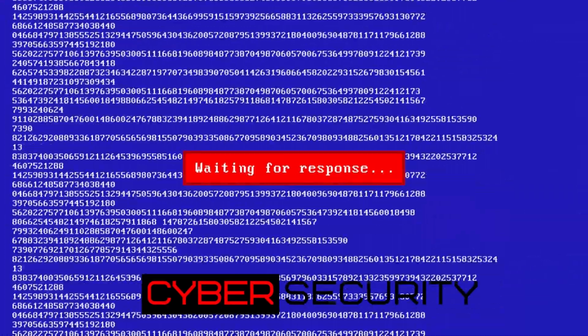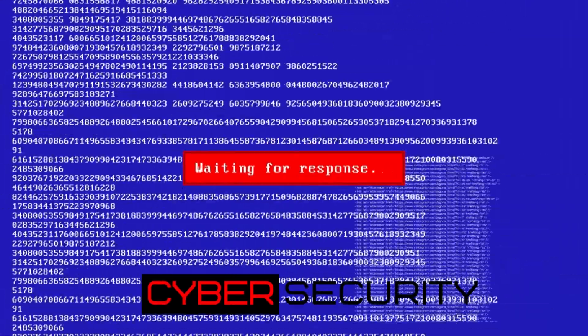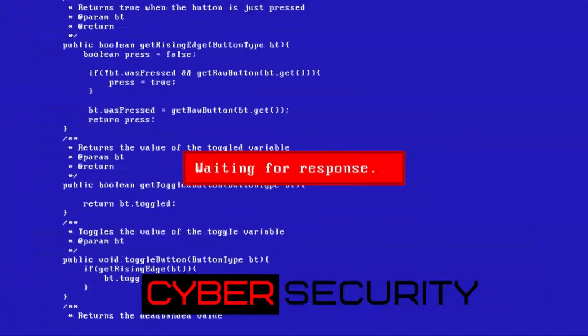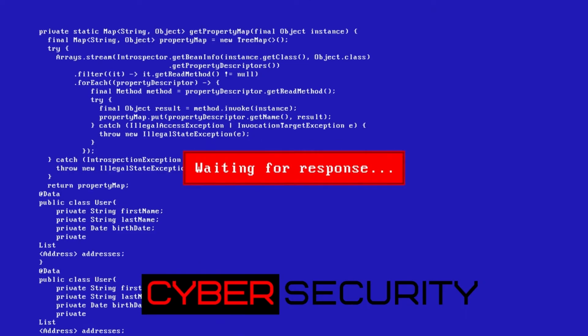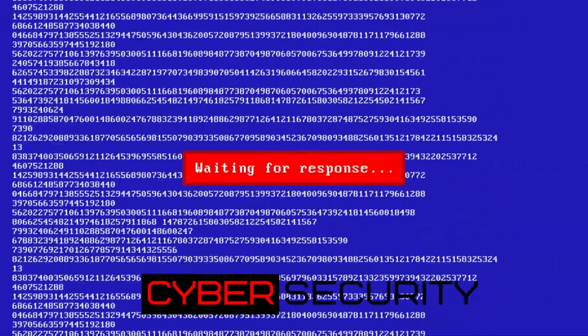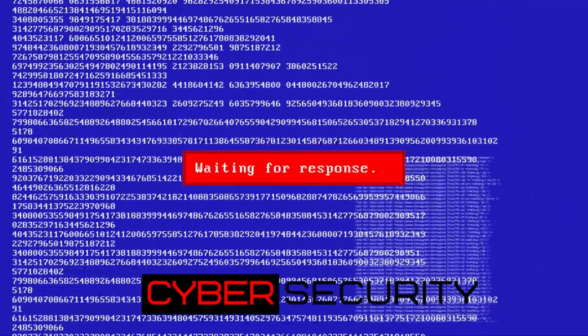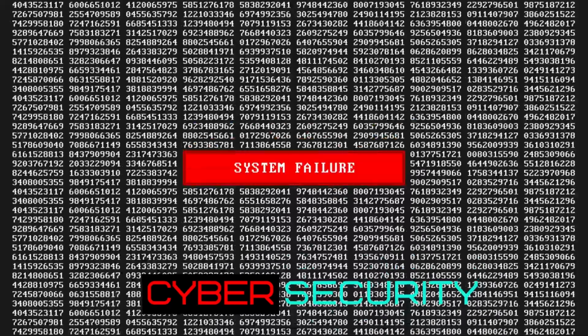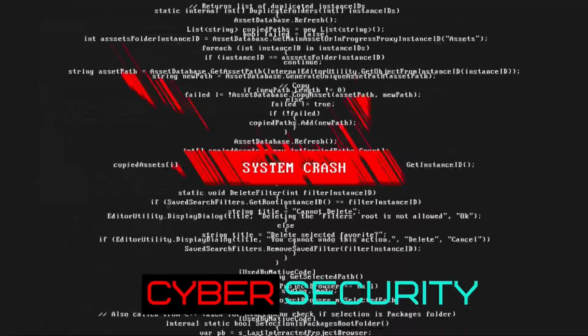So the key difference between information security and cybersecurity is that in information security, we talk about both the physical as well as the digital data, whereas in cybersecurity, we only talk about the digital data. So we can say that cybersecurity is a subset of information security.